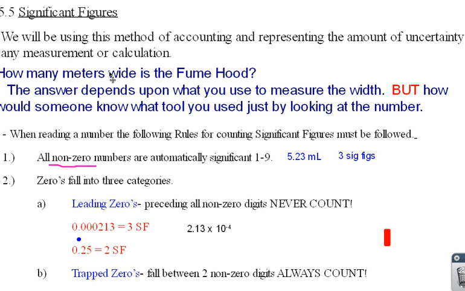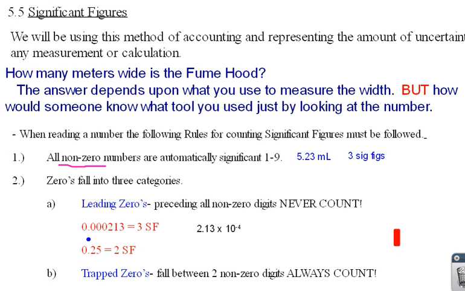So today we're going to be talking about significant figures. Significant figures are a way of looking at numbers that have been written down and determining which values are well known, which values are estimated, and which values have no significance and should not be counted.